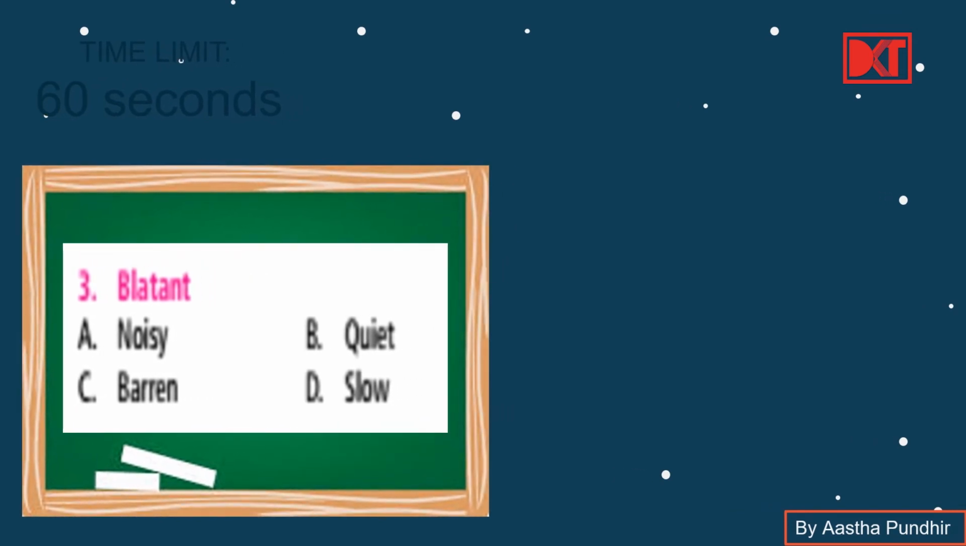Okay, here we have the next word, blatant. The options are noisy, quiet, barren and slow. Now blatant actually means something which is done in the open. Okay, done openly, and there's no subtleness about it. Okay, so the opposite could be quiet, something done quietly. Alright, blatant could be synonymous to noisy. Okay.